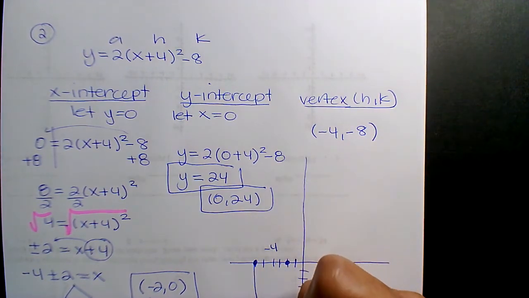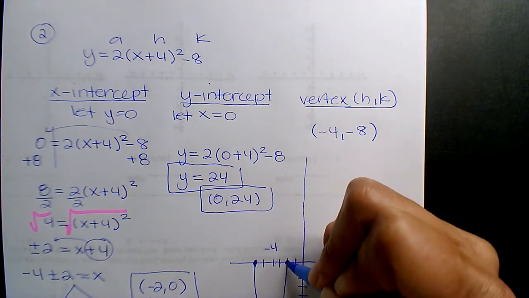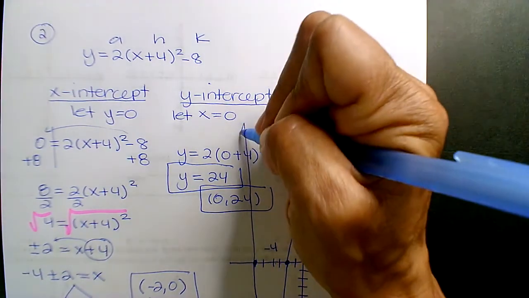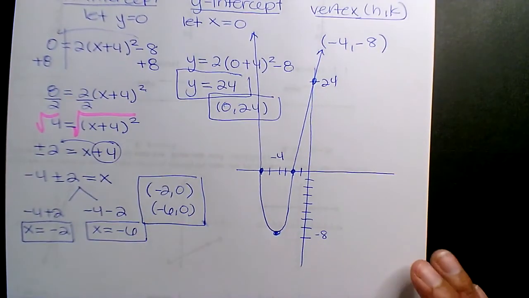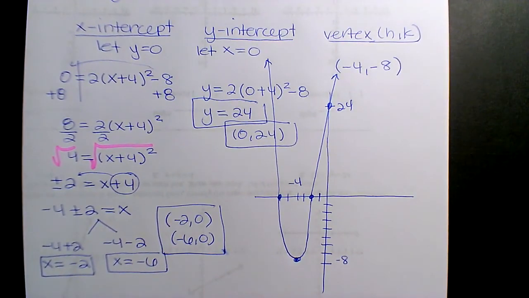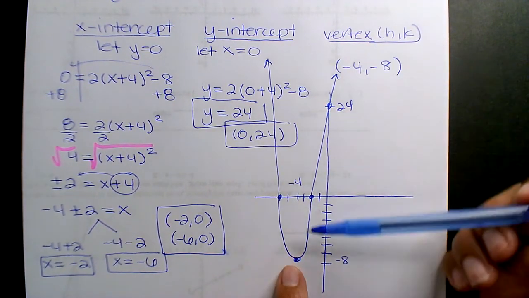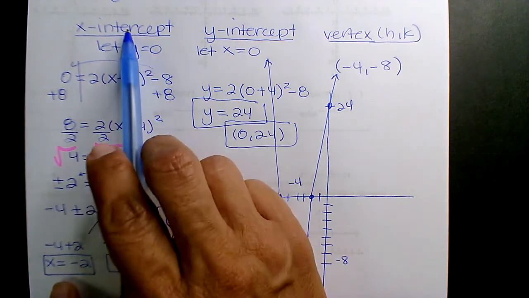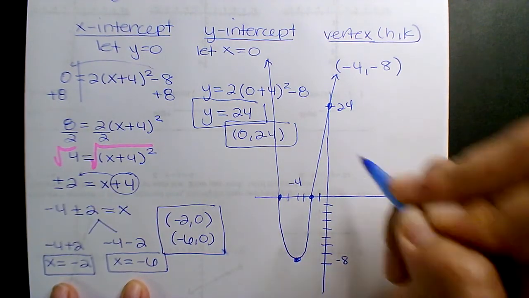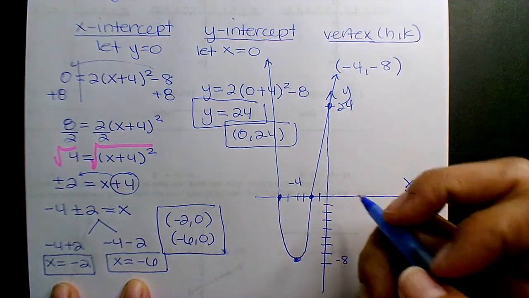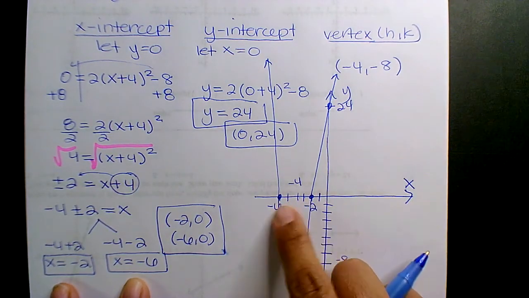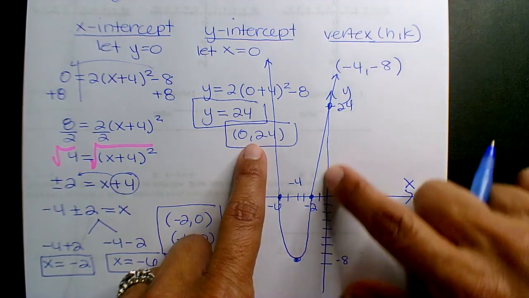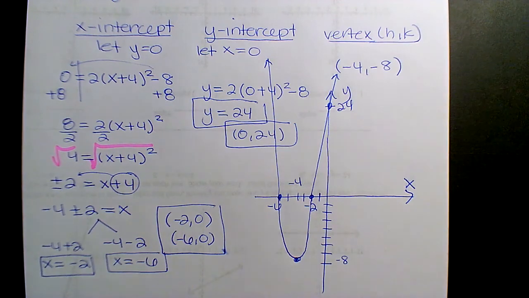It's crossing the y-axis. Okay, we'll pretend that's 24. This is kind of your parabola right here. So if you were to sketch and plot the point, your vertex is negative 4, negative 8. Your x-intercepts are where it crosses the x-axis, and this is the y. So it crosses at negative 2 and negative 6. Here's my vertex, negative 4, negative 8. My y-intercept, 0, 24. I kind of fudged it, but you know.